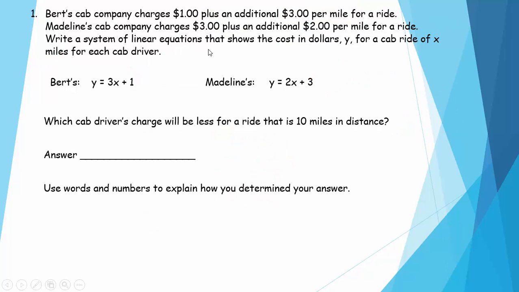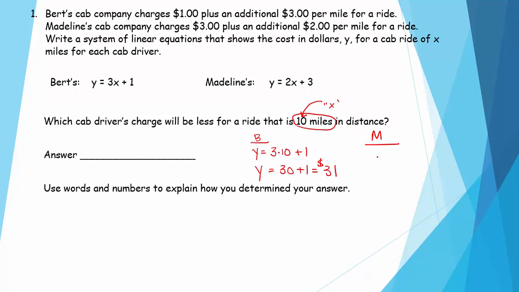So as we look at the second part, it says, which cab driver's charge will be less for a ride that is 10 miles in distance? So we're looking for which cab driver would cost less after 10 miles. Well, we know our miles is X. So that means just substitute 10 in place of X in each. So for Bert, that would be Y equals 3 times 10 plus 1. Y equals 30 plus 1. It would be $31 for Bert's cab.